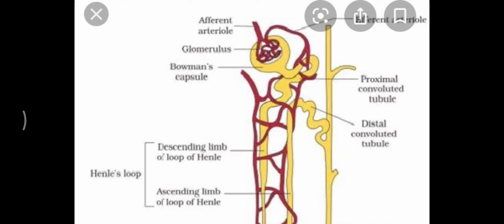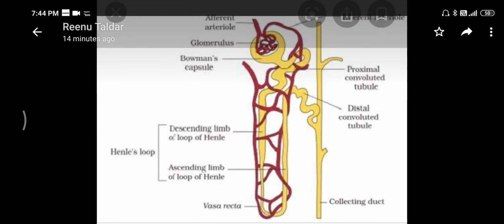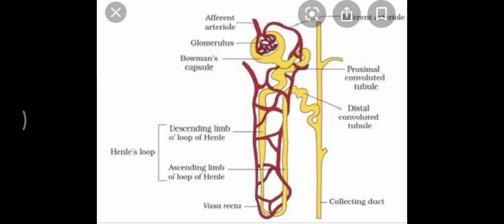Children, this is a very new structure. You have not learned it in your previous classes. So, please see to it carefully. Now, after the Bowman's capsule, there is a complete tube system. You can see the yellow colored tubes. Now, let us learn those tubular systems that are shown here.